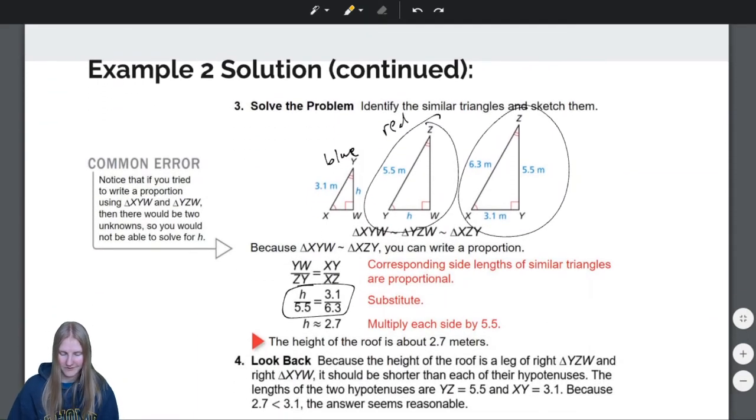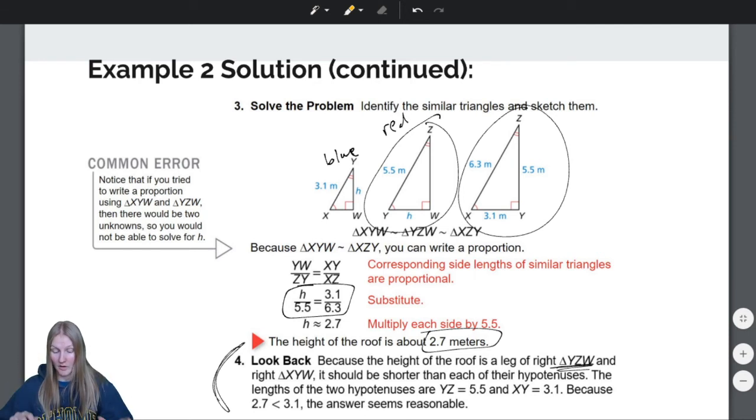But yeah! Wonderful. The roof is about 2.7 meters. And they checked their answer by saying, the height of the roof is a leg of the red triangle and the blue triangle, so it needs to be shorter than each of their hypotenuses. So it needs to be shorter than 5.5 and 3.1, and it is.